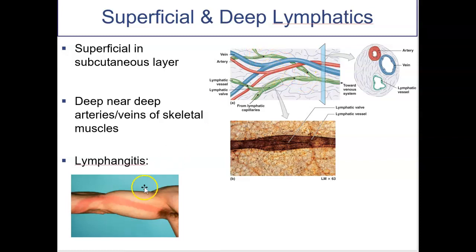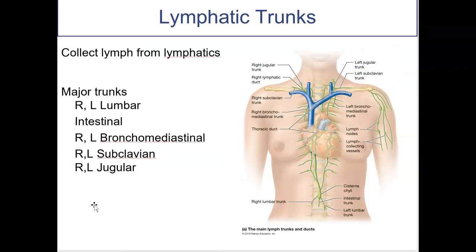Now, the ones that are close to the surface, if they ever get infected, lymphangitis, you will actually see this red line. The red line is the actual lymphatic. It's just so close to the surface, you can see all that inflammation. This is not a good sign, right? It's an infection, typically, inflammation, something's going on inside that lymph. And so a lot of times you will probably be put on some sort of strong antibiotic to clear that up.